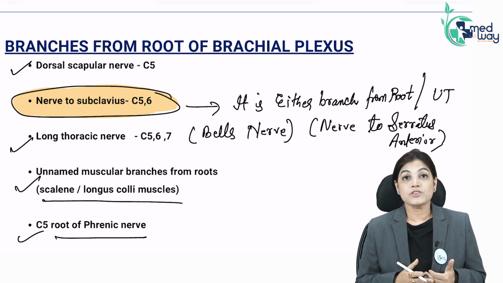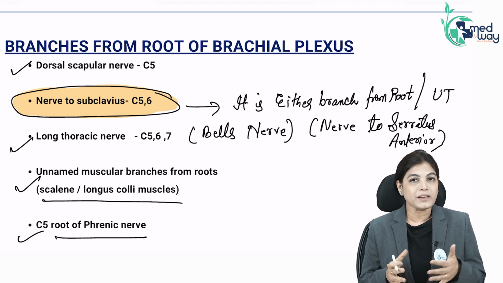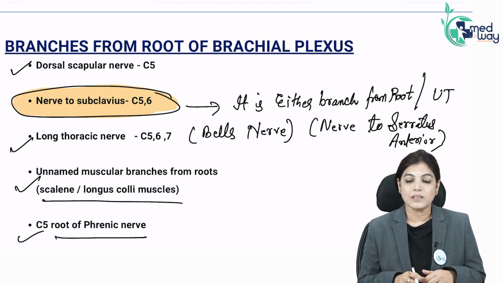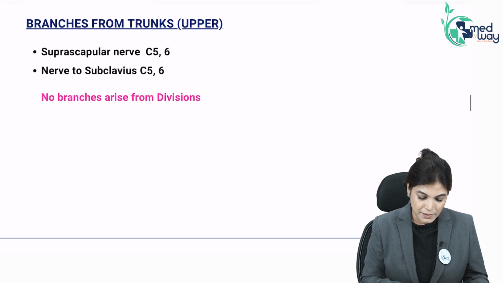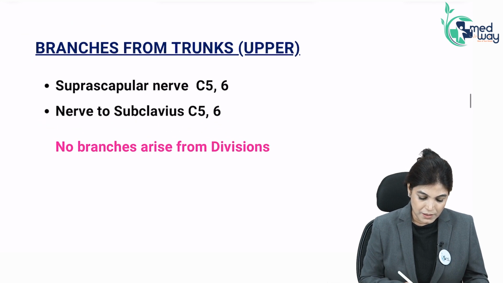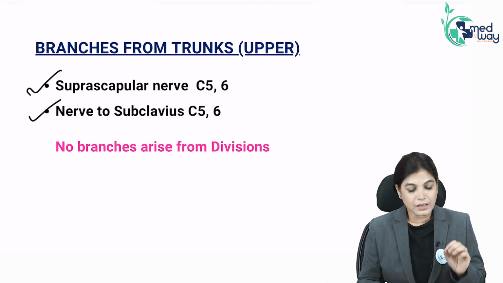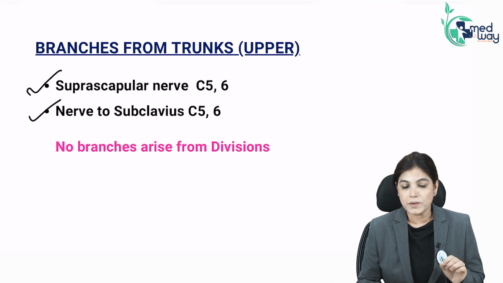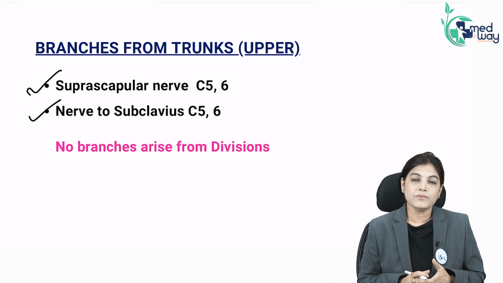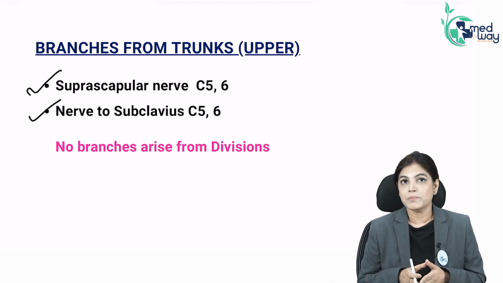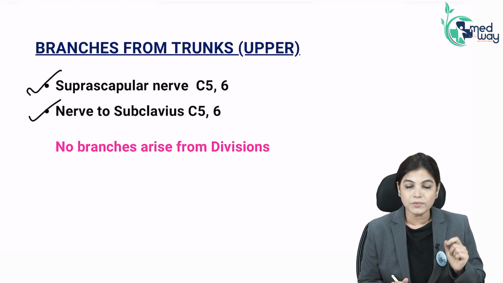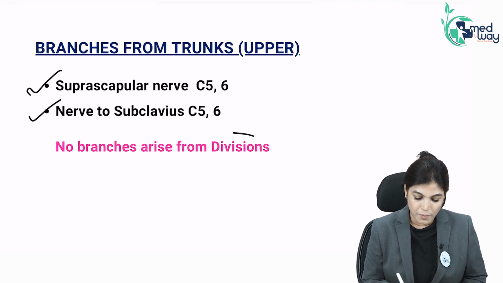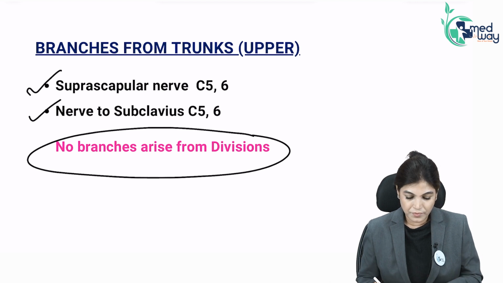Now let's see the branches from the upper trunk of the brachial plexus. The good point is that there are no branches from the middle and the lower trunk of the brachial plexus. So let's see branches from the upper trunk. You can see two nerves are there, nerve to subclavius and suprascapular nerve. Suprascapular nerve is always a branch from the upper trunk of the brachial plexus, but nerve to subclavius can sometimes be a branch from the roots of the brachial plexus. No branches are given from the divisions.